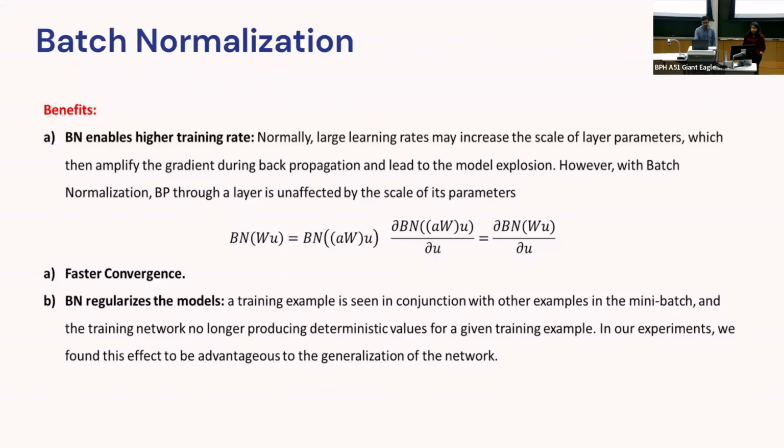Batch norm also regularizes the model because, as I said, now each neuron doesn't exactly produce deterministic values for each mini batch, right? So that's how it functions as a regularizer.